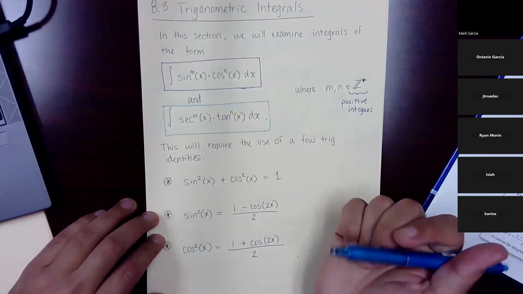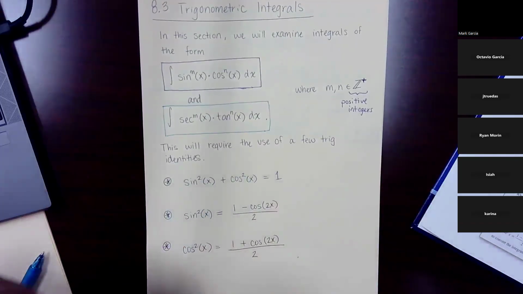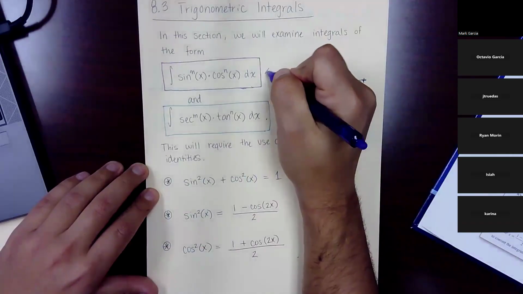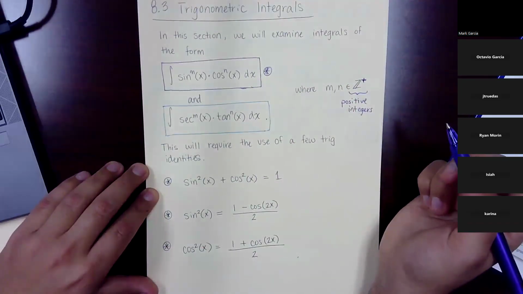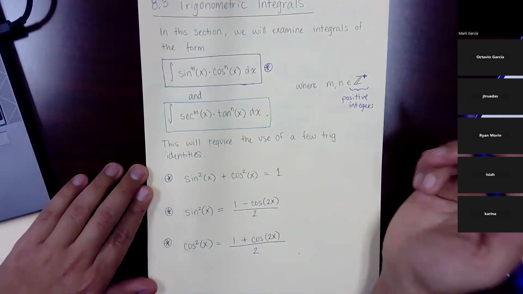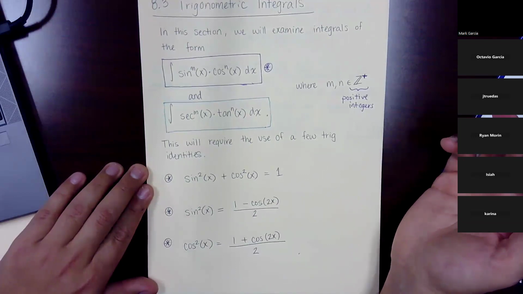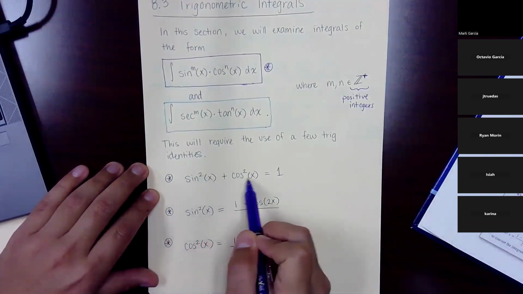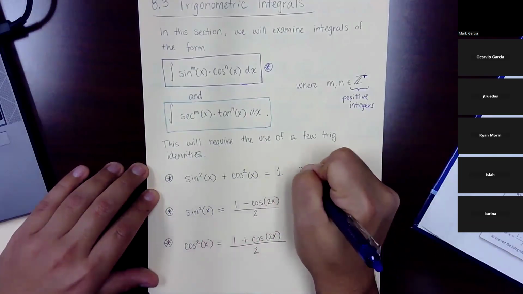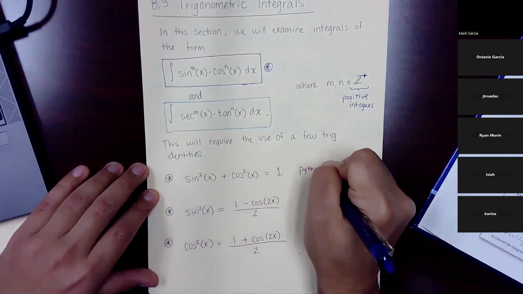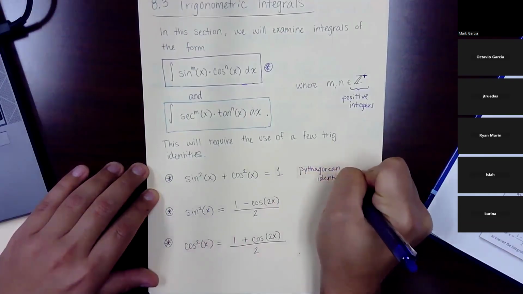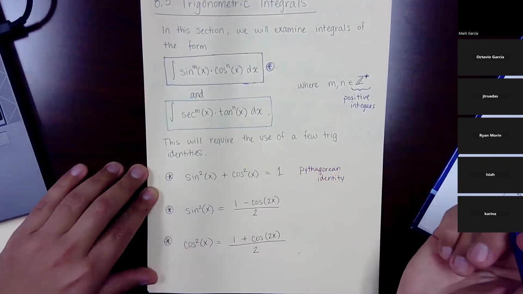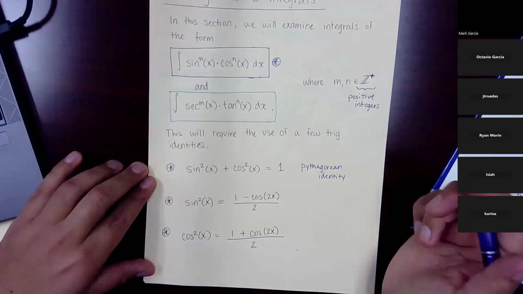To start off, when we're approaching problems of this form with the sine and the cosine of different powers, there are a few trig identities that are going to be really helpful. First, we have sine squared of x plus cosine squared of x equals 1. That's our standard Pythagorean identity, which gets its namesake from the Pythagorean theorem.